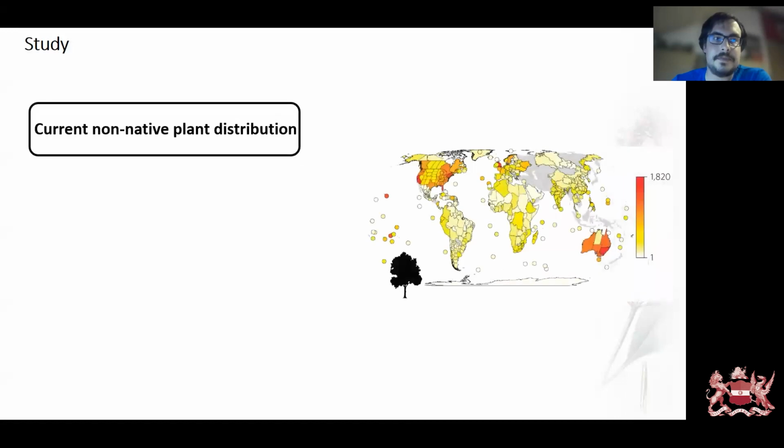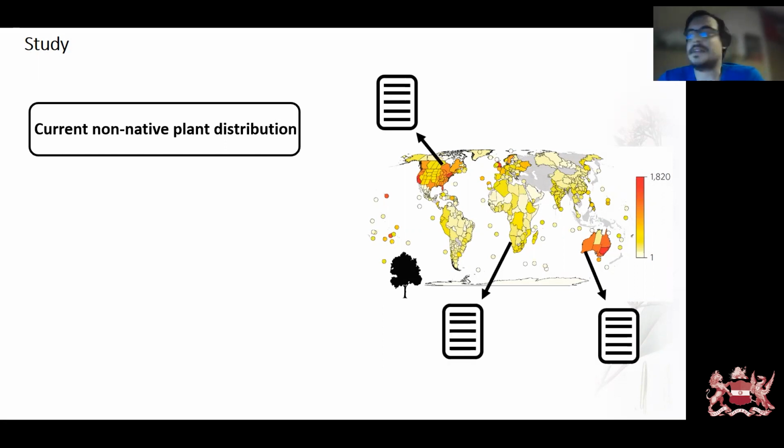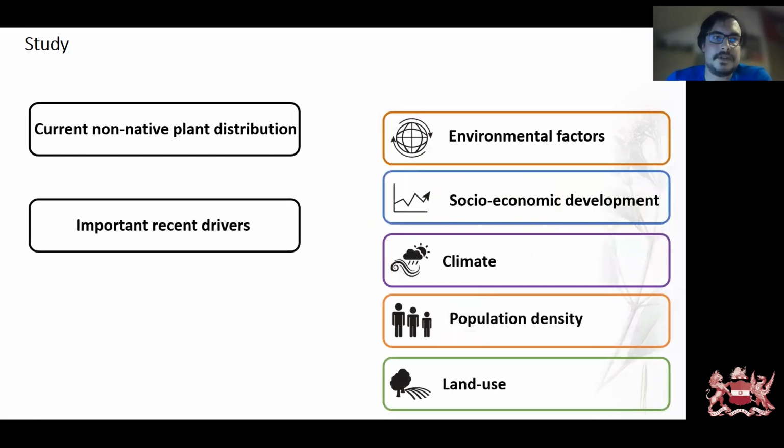What we did in this paper was look at the current non-native plant distribution using the GloNAF data that I introduced before, where we have information on the identity of non-native naturalized plants in different regions of the world. We then collected important recent drivers. So we looked at environmental factors, socioeconomic developments, climatic variables, population density, and land use variables to try to explain these patterns.